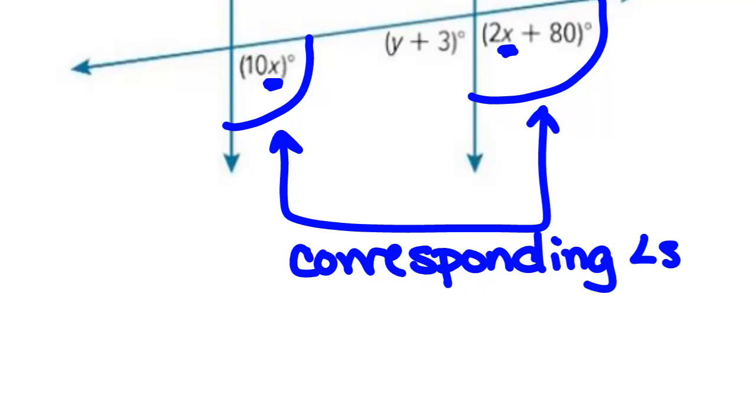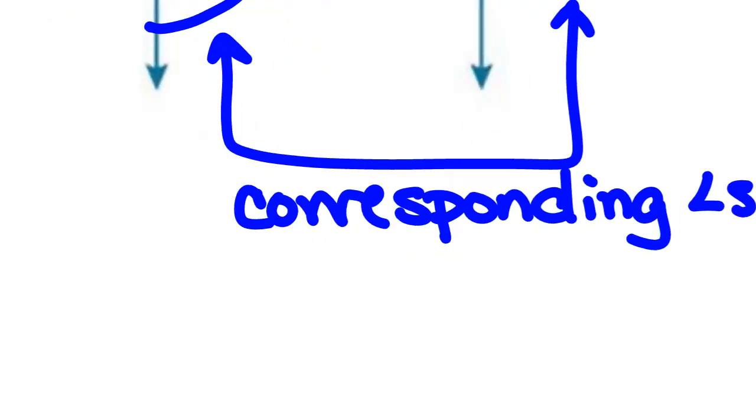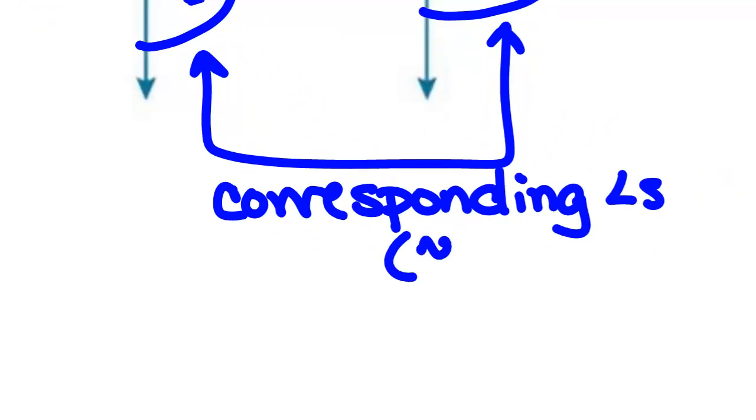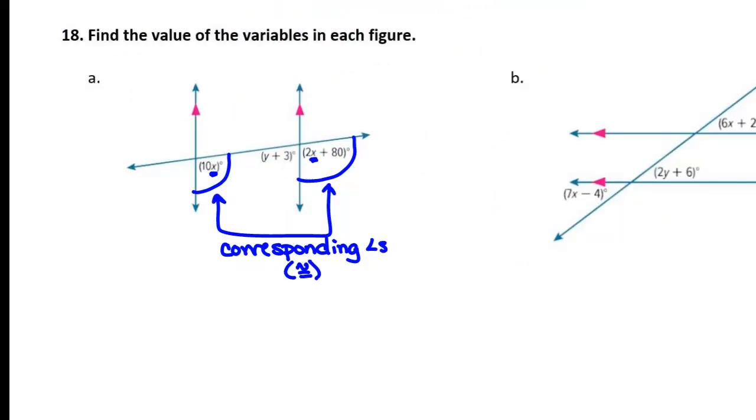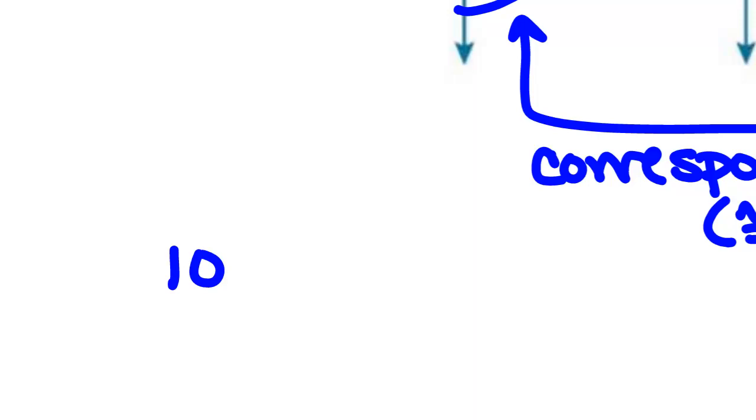And what do we know about corresponding angles? What's the relationship between our corresponding angles? Complementary, supplementary, congruent. What's the relationship on corresponding angles? Congruent. And what can I do with things that are congruent? Set them equal to each other, absolutely. So I would have 10x is equal to 2x plus 80.